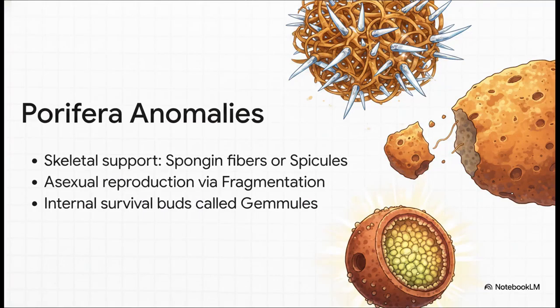Sponges also pack some pretty fascinating anomalies. For skeletal defense, instead of having bones like us, they're structurally supported by either these incredibly tough spongin fibers or these super sharp, needle-like spicules made of calcium or silica. And when it comes to reproduction, apart from regular sexual methods, they can actually reproduce asexually. They do this by fragmentation or by producing these highly specialized, incredibly tough internal survival buds called gemmules.